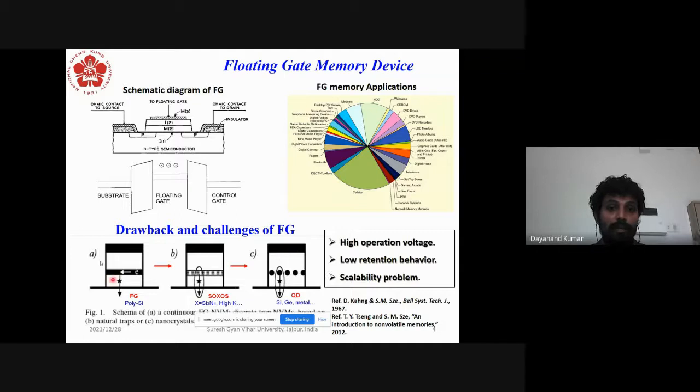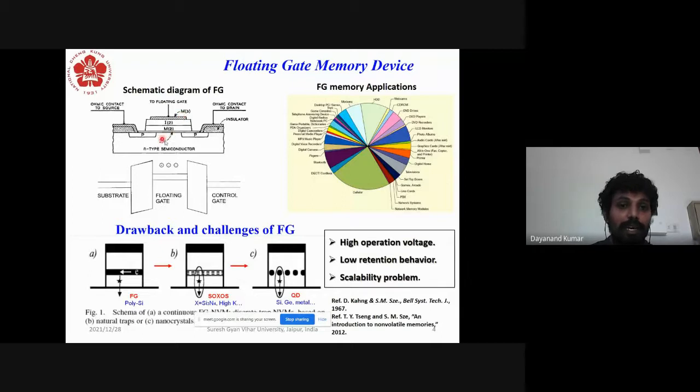If you see, the floating gate memory is just like a MOSFET. You see the source and drain, but the main thing here is the M2. The M2 is the polysilicon layer used for data storage. And these are I2 and I1, the dielectric layers. This is SiO2. But the problem is during continuous switching cycles.